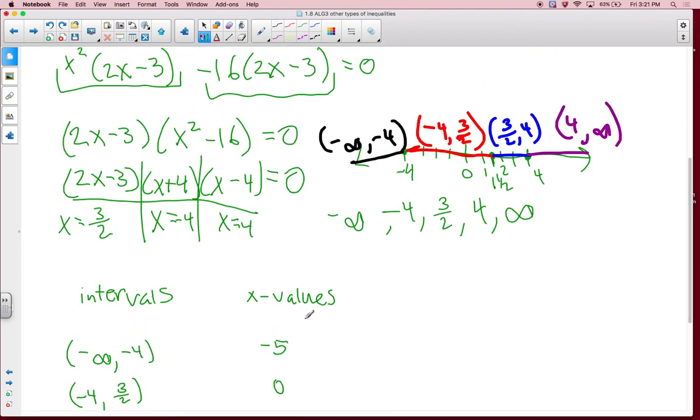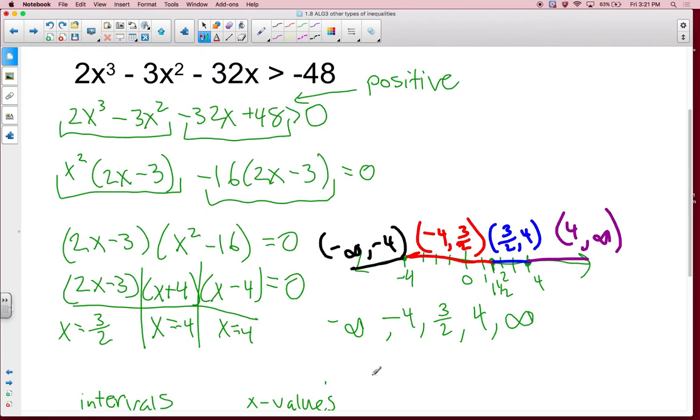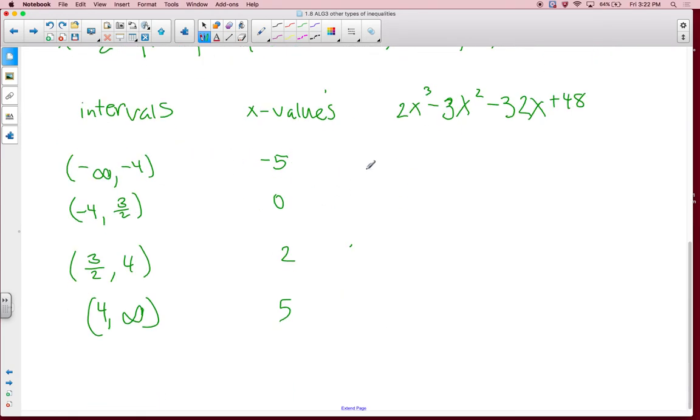Okay, so now we're going to write down what the cubic equation was. So we have 2x cubed minus 3x squared minus 32x plus 48. And then we're going to say if it's positive or negative, and we want it to be positive in order to satisfy this inequality. Okay, so here we go.